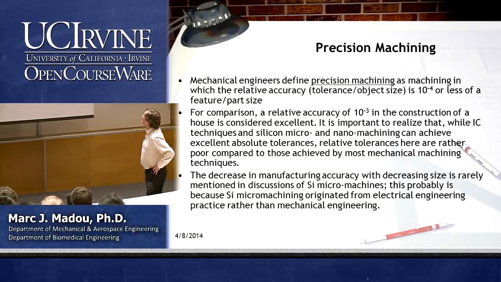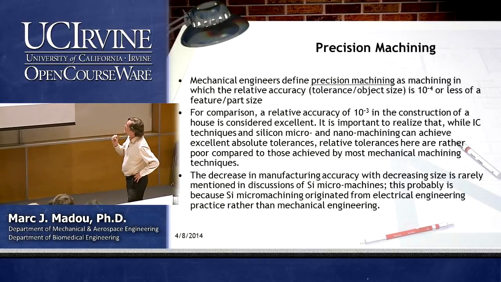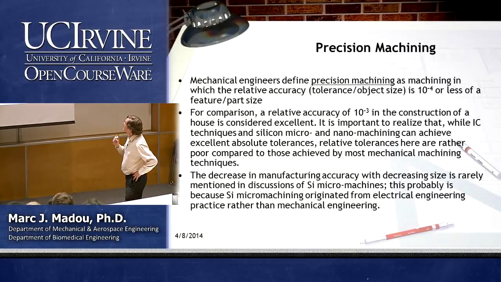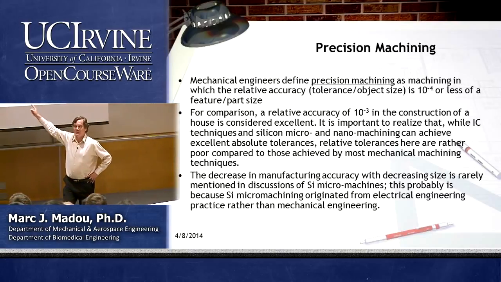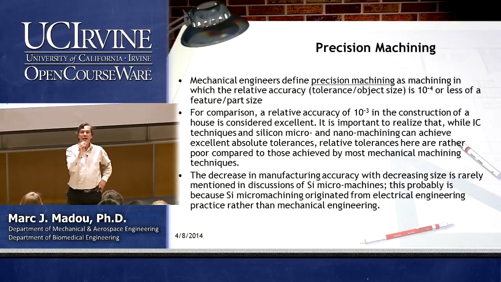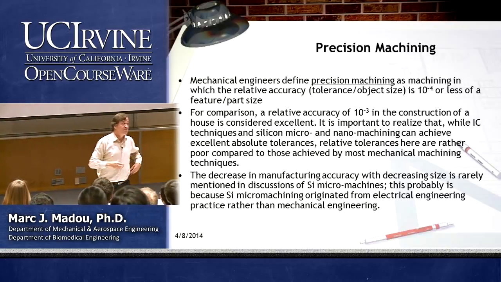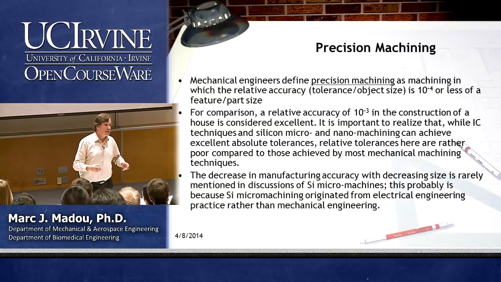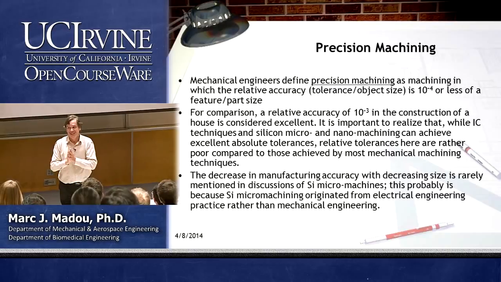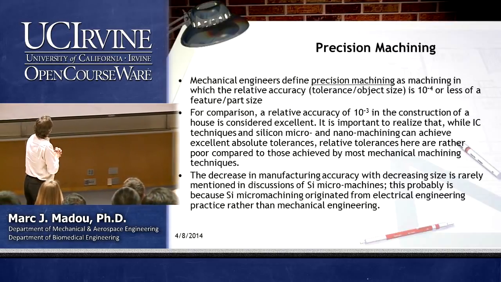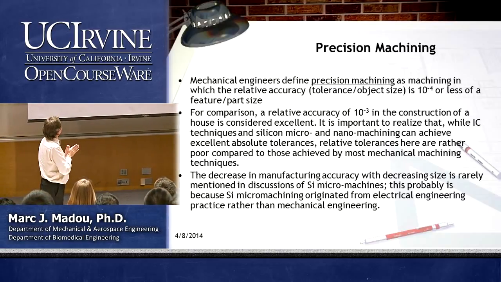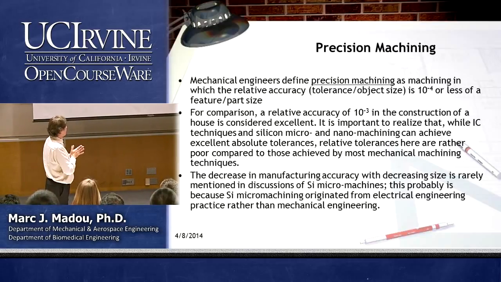It is important to realize that while IC techniques and silicon micro and nanomachining can achieve excellent absolute tolerances, that's the key. If you want to make something very, very small, you will not do it with big machine tools. You will do it with light writing, with lithography. But relative tolerance on that is not so good. So nanomachining can achieve excellent absolute tolerances, but relative tolerances here are rather poor compared to those achieved with most mechanical machining techniques.